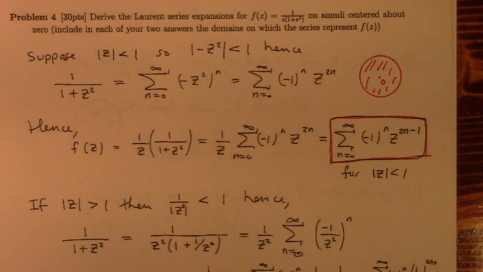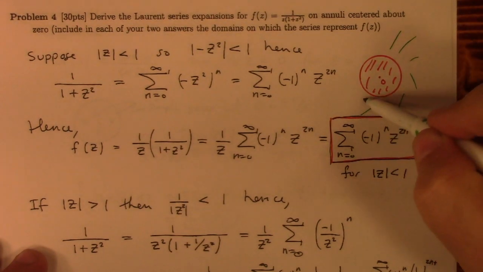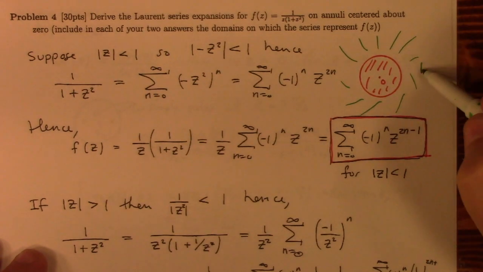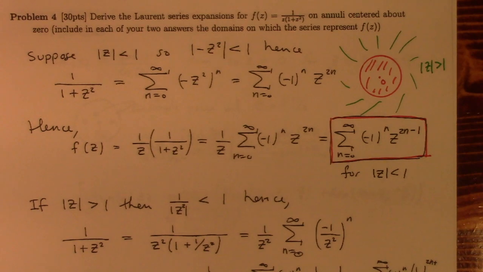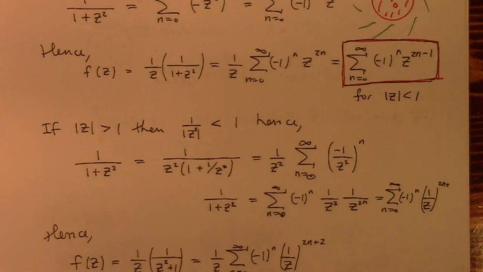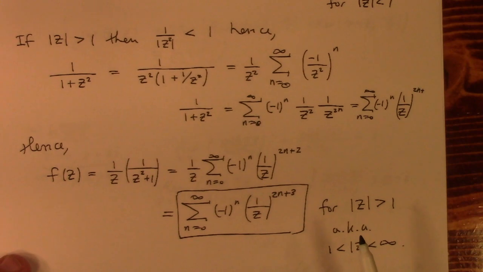Now, if modulus z is bigger than 1, then you're out here, modulus of z greater than 1. And in that case, we go to the calculation down here. So if modulus of z is greater than 1, and I've showed you guys this trick already, but it doesn't hurt to see it again.